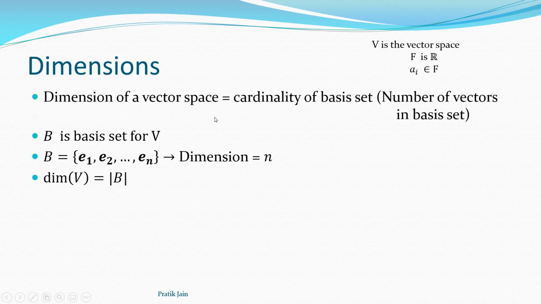Then we go forward to dimension. What is a dimension? The number of vectors in B, the basis set, is the dimension. So if there are n vectors, then it is n dimension. You can also see it as the number of free variables. We'll see in the example what we mean by free variables.